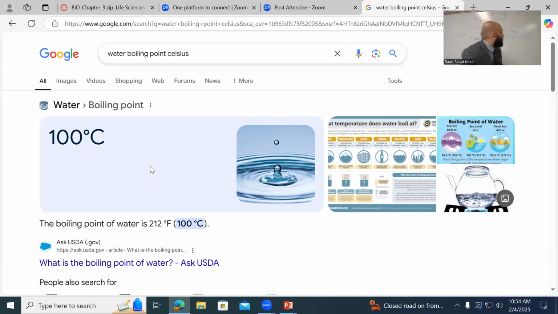So water is very cohesive. Water is cohesive due to hydrogen bonding. In addition to water being cohesive, what else is so special about water? Water is adhesive.